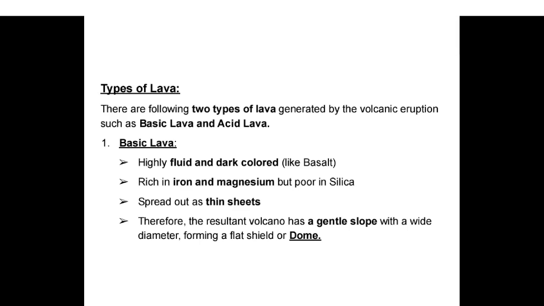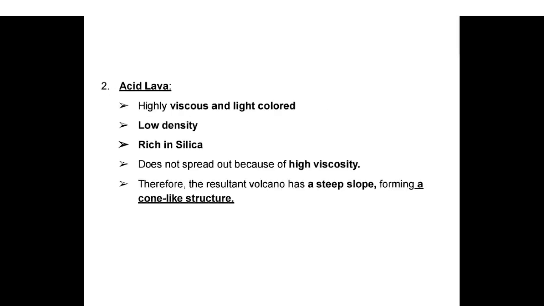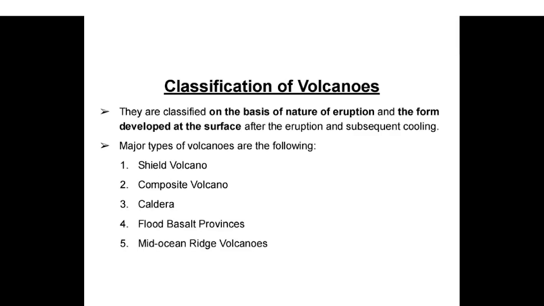Therefore, the resultant volcano has a gentle slope with a wide diameter, forming a flat shield or dome. Acid lava is highly viscous and light colored, with low density, rich in silica, and does not spread out because of the high viscosity. Therefore, the resultant volcano has a steep slope, forming a cone-like structure. Classification of volcanoes. They are classified on the basis of the nature of eruption and the form developed at the surface after the eruption and subsequent cooling.